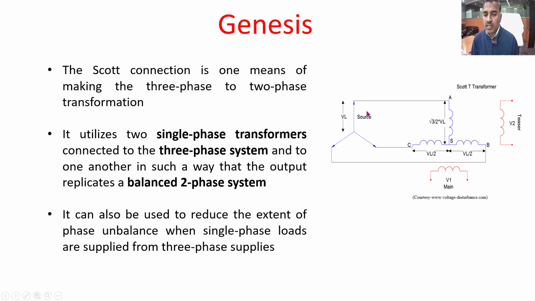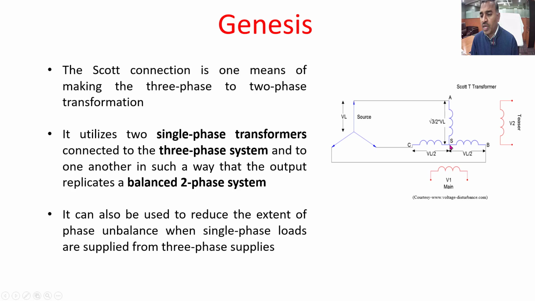So this is the three-phase system. This is one transformer, with this primary and this secondary. AS is the primary and this is its secondary. This is called the teaser transformer. And the other transformer is this one. BC or CB is the primary and this V1 is the secondary. This is called the main transformer.